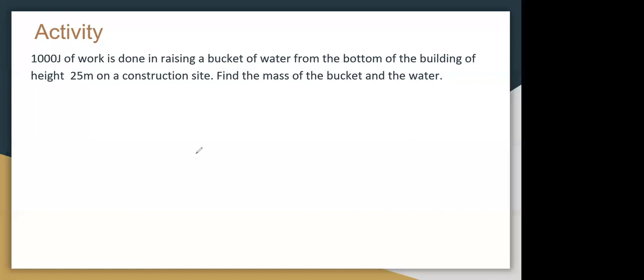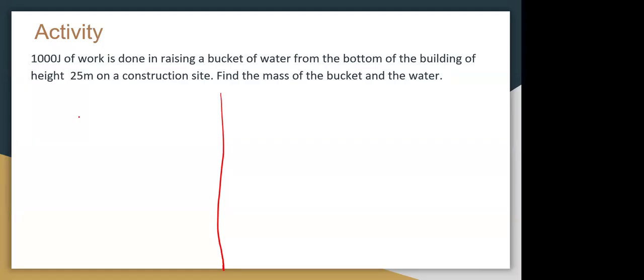Okay, take us through. So the question says 1,000 joules of work is done in raising a bucket of water from the bottom of a building of height 25 meters on a construction site. Find the mass of the bucket of water. So I think we get the 1,000 joules divided by 25 meters. Okay, what are you finding? The newtons. The newtons are the units. I mean the mass. The mass.